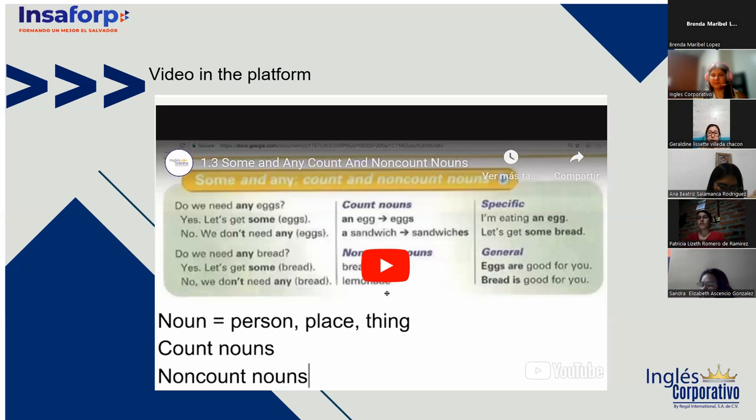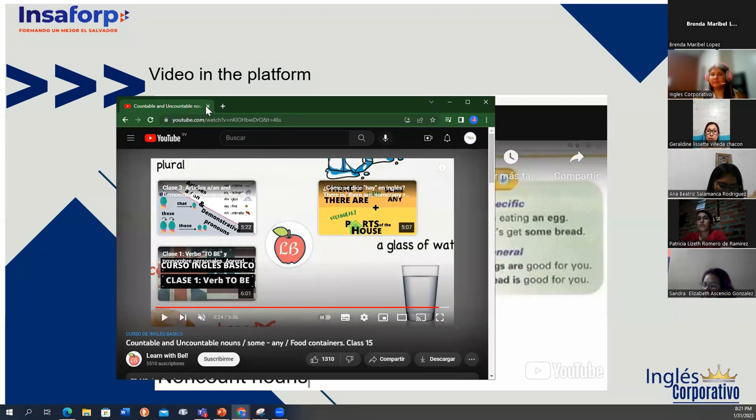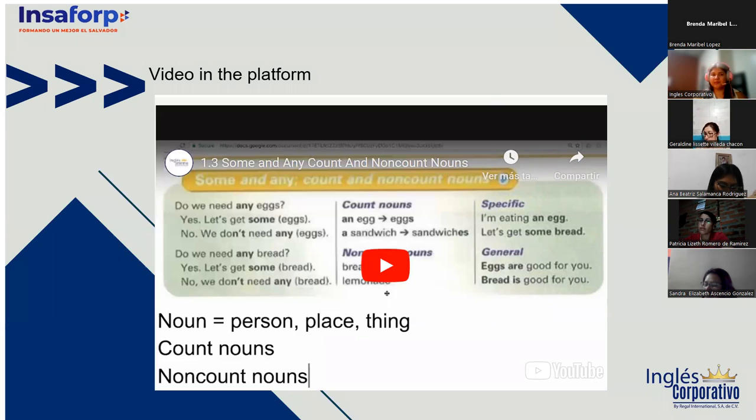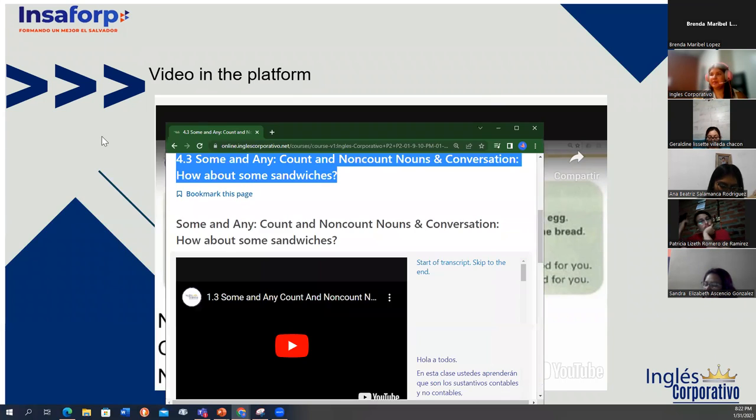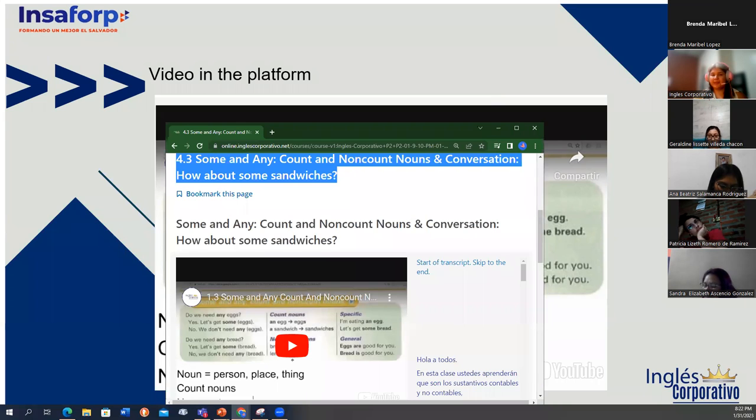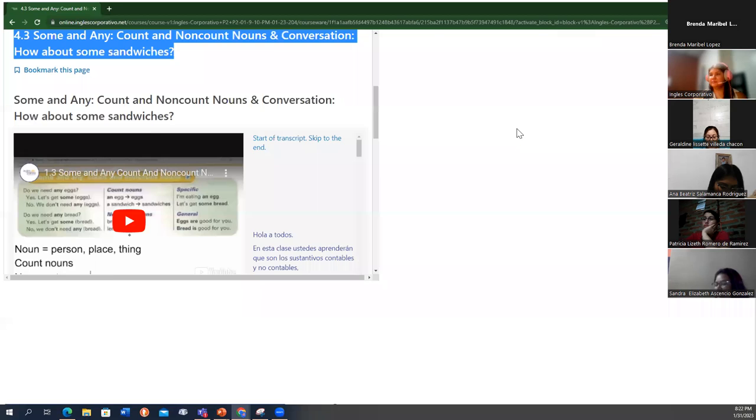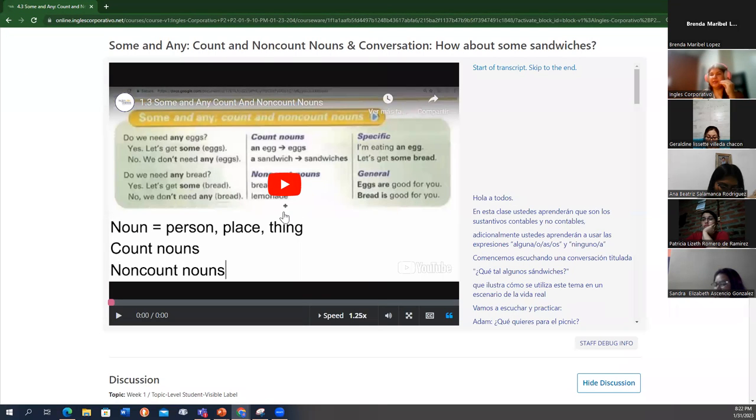Es casi similar a lo que usted acaba de explicar, para qué cantidades o dependiendo del tipo de pregunta que vamos a utilizar, vamos a poner el en o el son. Ok. Good. Similar. Por ejemplo, que diga, we need some apple. Okay, let's play the video and see what else you can learn from here.